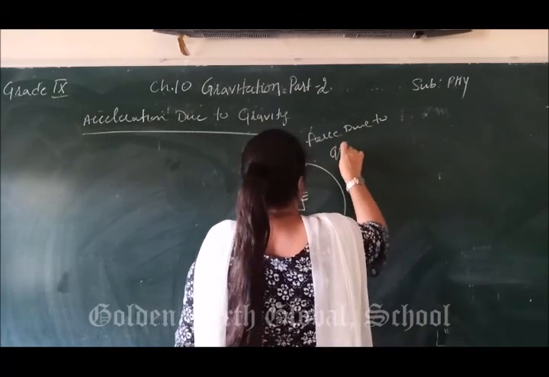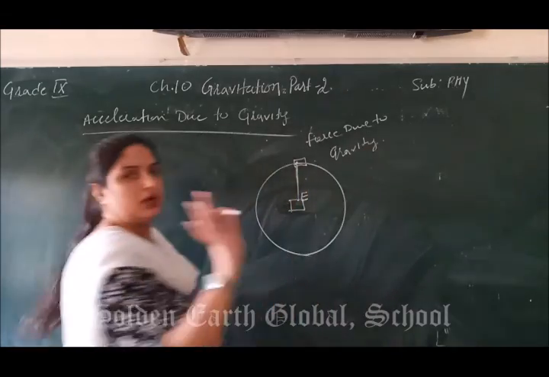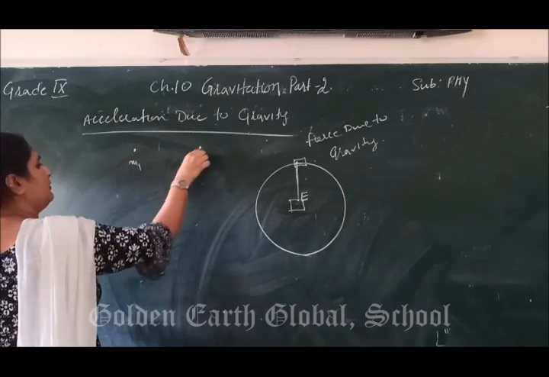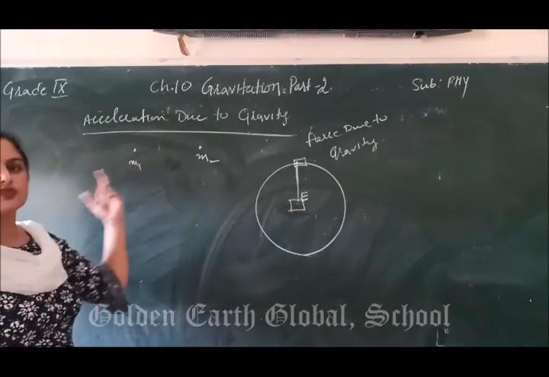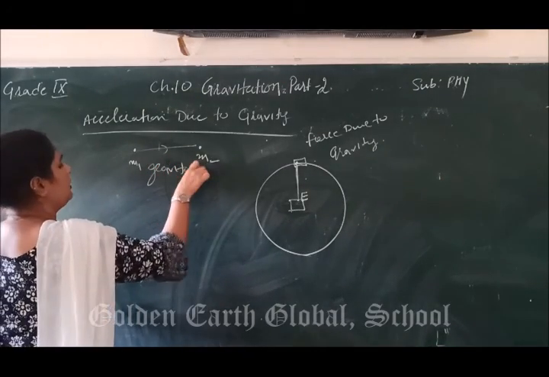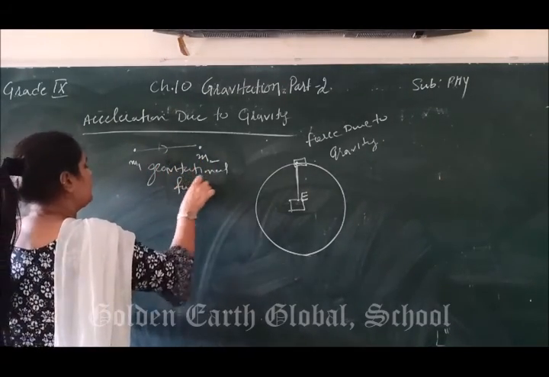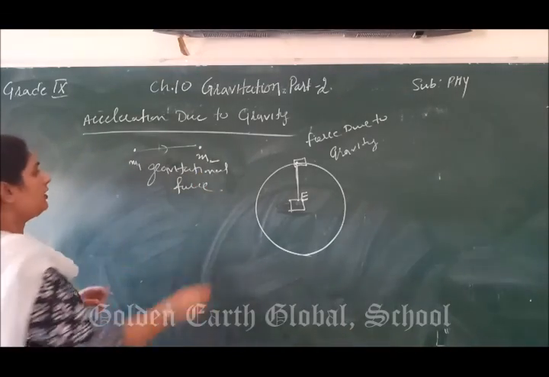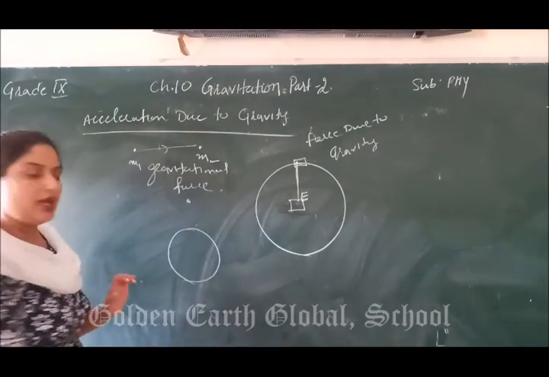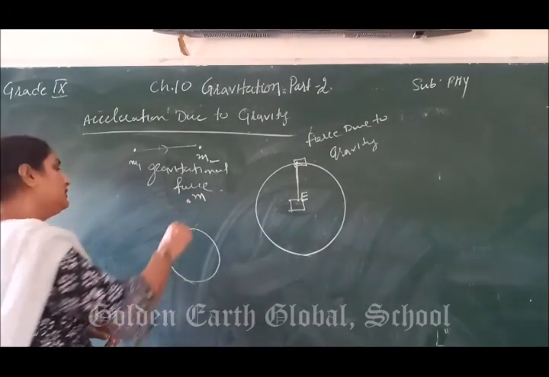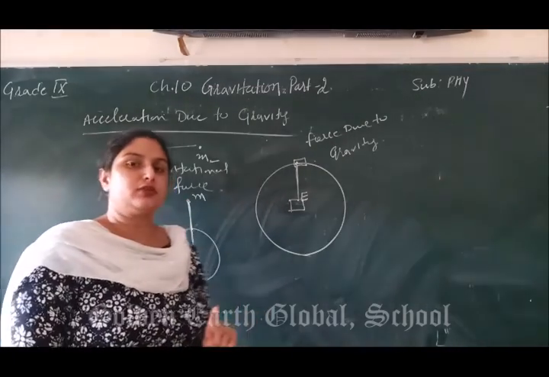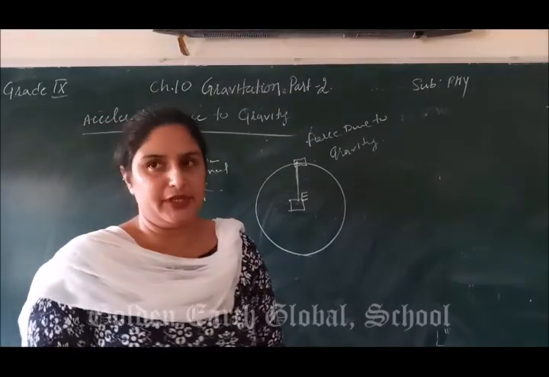Or I can generalize more here. Let us suppose firstly I have any two objects with masses m1 and m2. In this case the force of attraction between them is called the gravitational force. Now if this is the earth and any other object having the mass small m, then the force of attraction between this earth and the object is known as the force due to gravity.